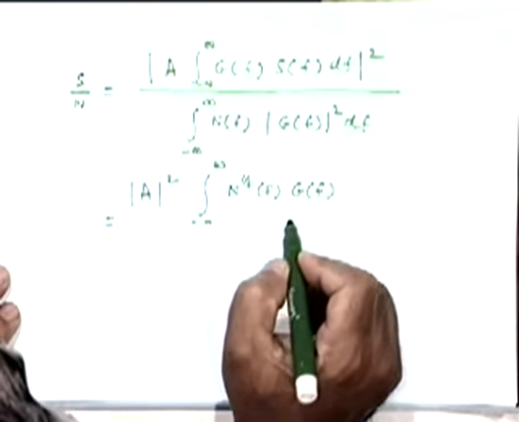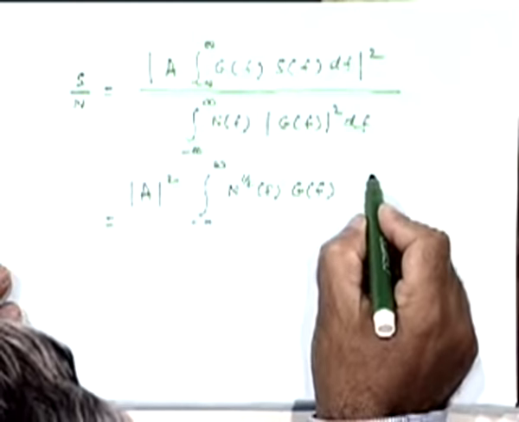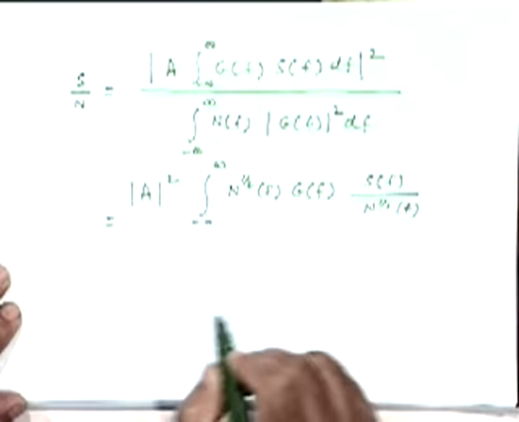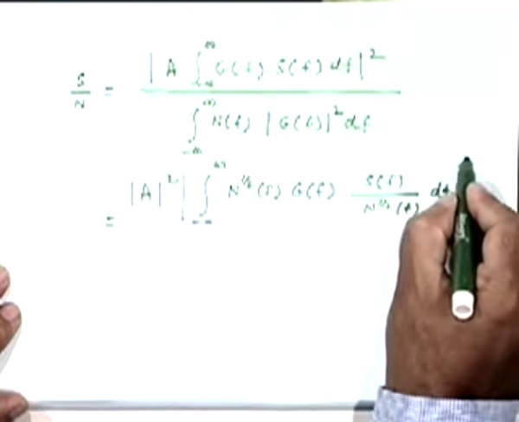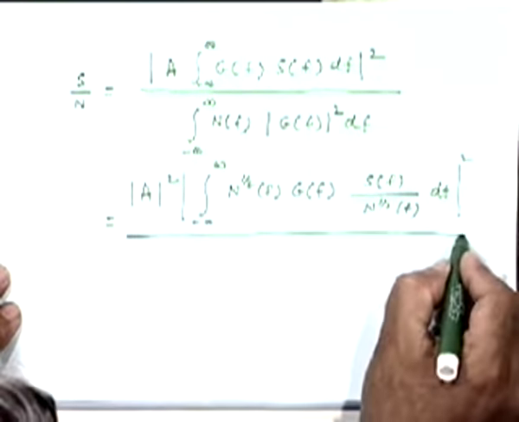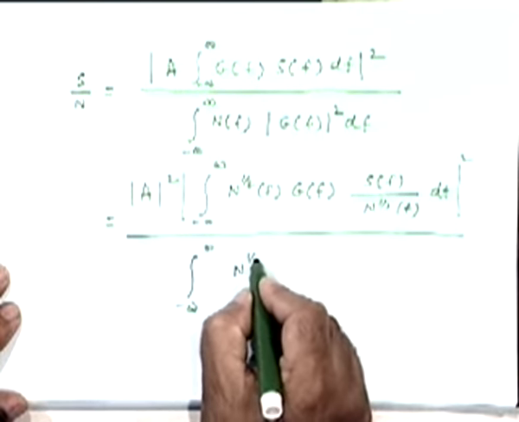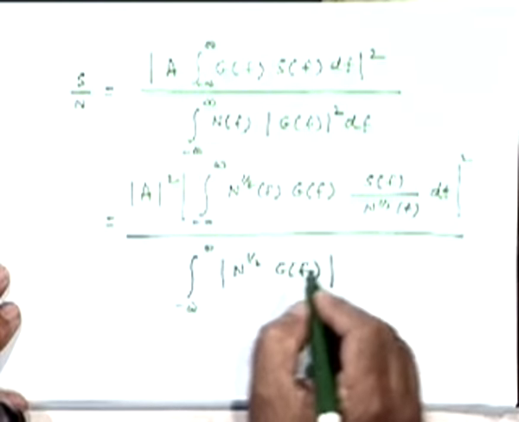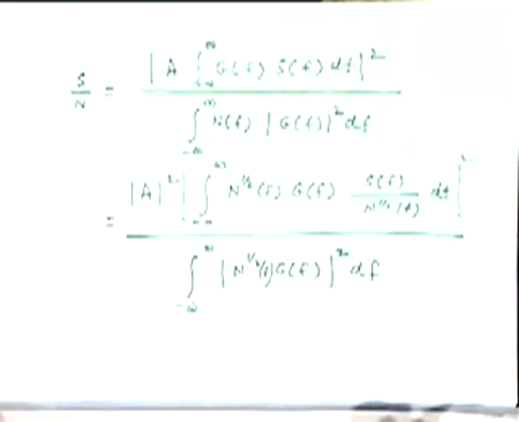into GF into SF upon df mod of this whole square, and obviously you can write this as root NF GF, and now you can see the connection between Schwarz inequality and what we want to do.